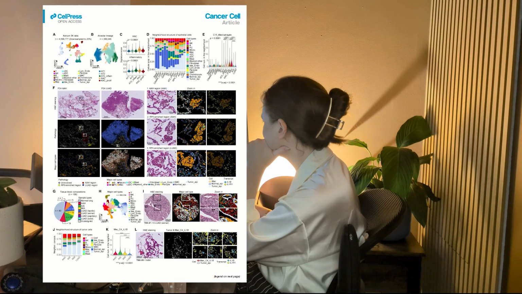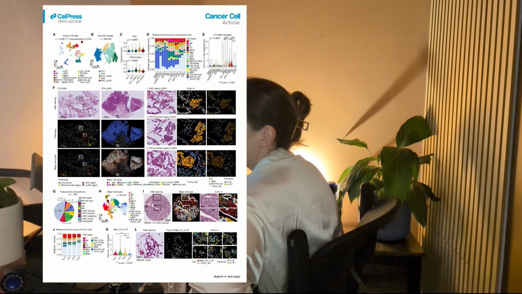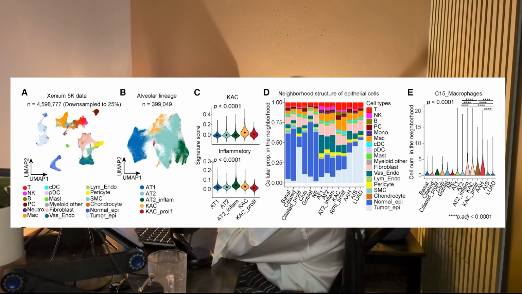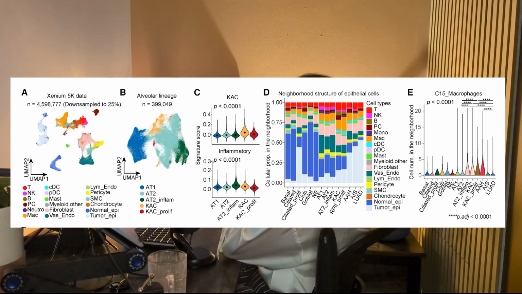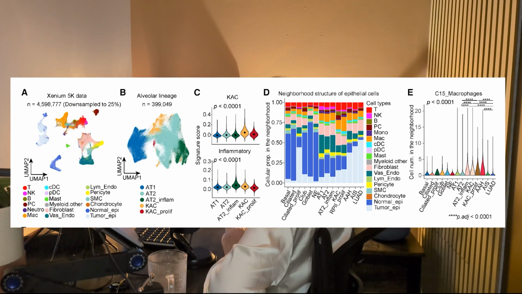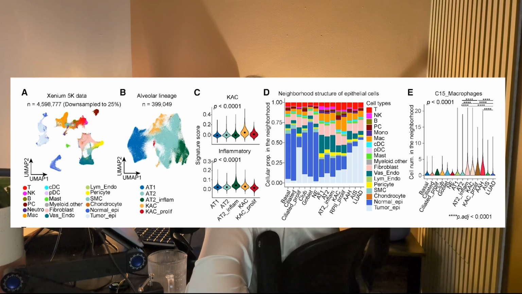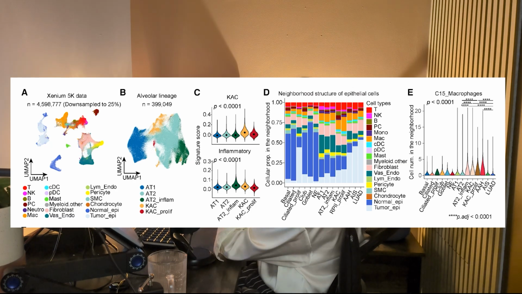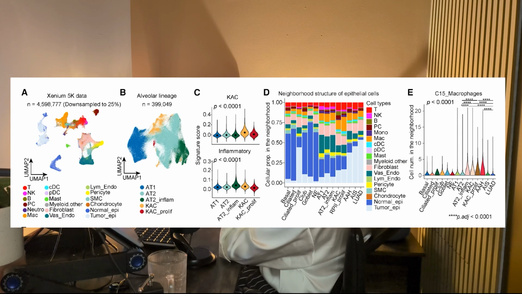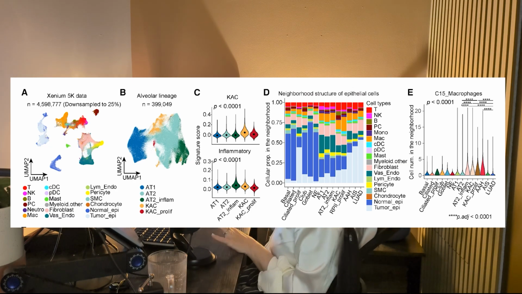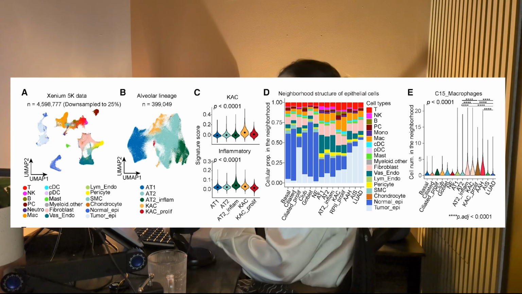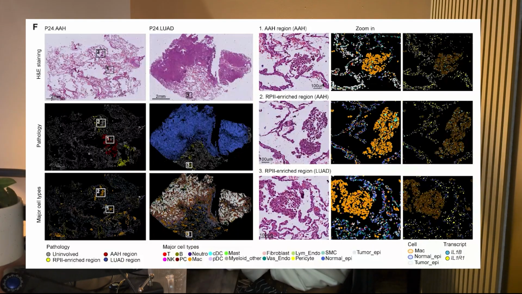And here it is. Figure 5 takes everything we saw in Figure 4 and resolves it down to single-cell spatial precision using the Xenium platform. Panels 5A to 5C show that at cellular resolution, the same transitional alveolar population appears, those KACs, along with an inflamed AT2 subset that expresses NF-kappa B related genes. KACs again score highest for the transitional program. Then panels 5D and 5E quantify neighborhoods. KACs, precursor lesions, and inflamed AT2 cells all sit within microenvironments enriched with IL-1 beta high macrophages.